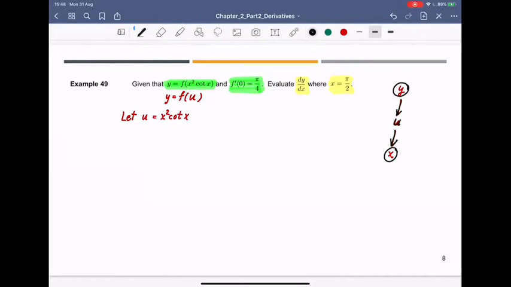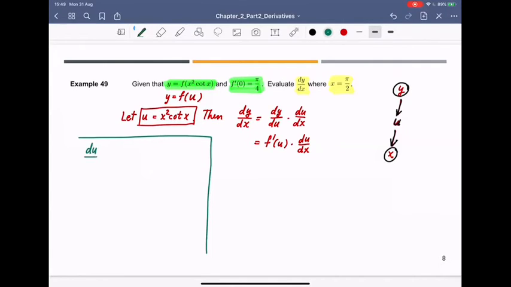So that means if I want to differentiate dy by dx, I can differentiate y with respect to u first, and then differentiate u with respect to x. And then dy by du, the notation is f prime u. Easy. And then du by dx, I know that u is x squared cot x, so why don't I differentiate? I'm going to do it here.